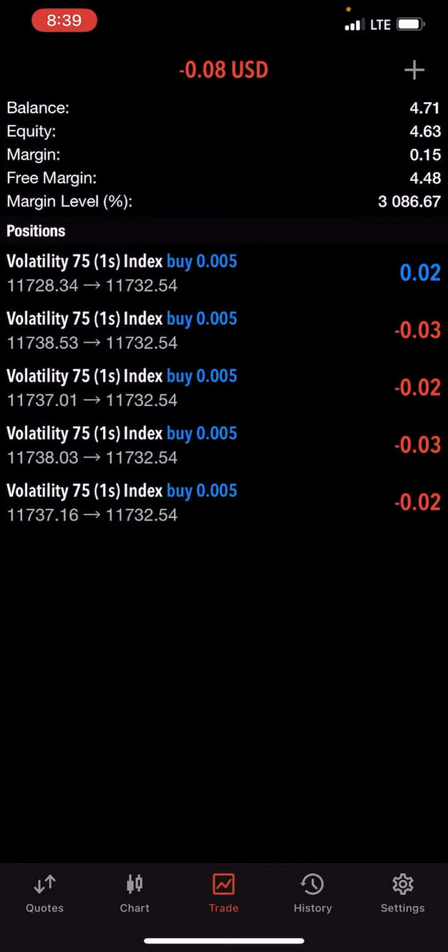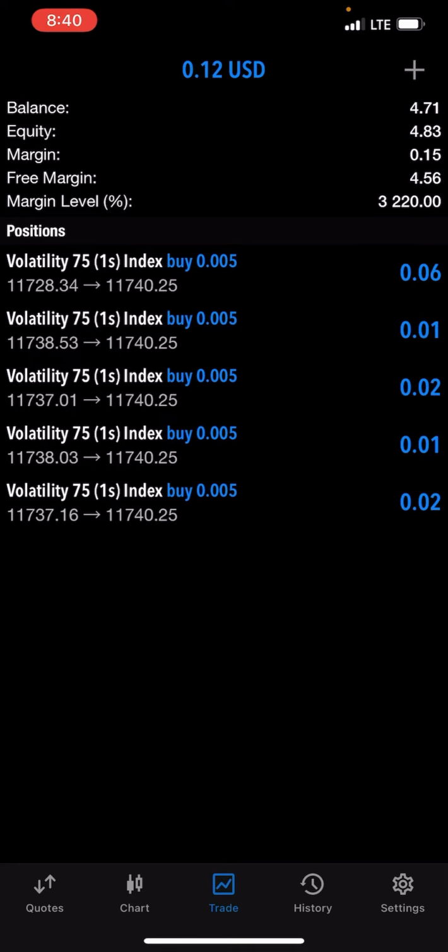That's the minimum lot size, which is 0.05. So if I'm taking a 0.005 lot size of this, it will require $3 as the margin. So that's things you need to know. So then the free margin getting.